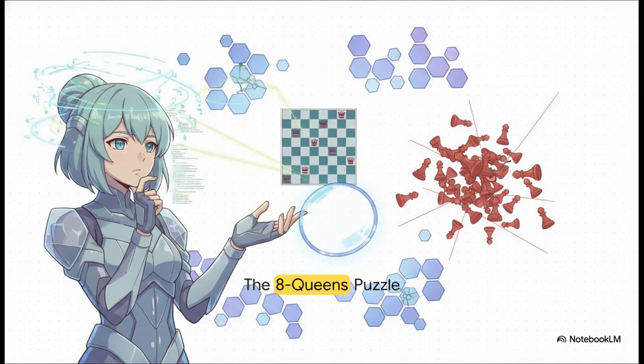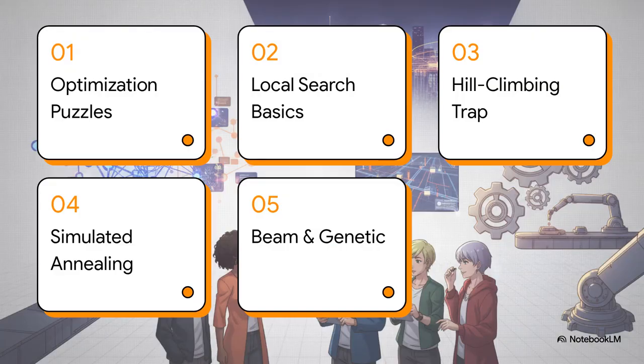To anchor this whole concept, we're going to look at the classic 8 queens puzzle. The goal here is simple, but the execution is really tricky. You just have to place 8 queens on a standard chessboard so that none of them can attack each other. Now, trying to randomly guess this layout is a complete computational nightmare, which actually makes it the perfect training ground for AI.